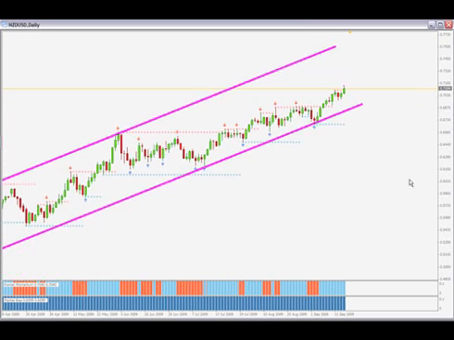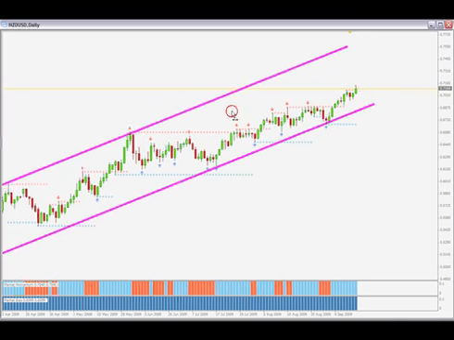Now also, another interesting thing to see here is that there is plenty of room ahead until we reach the channel top, which at the end of the day is a resistance level.